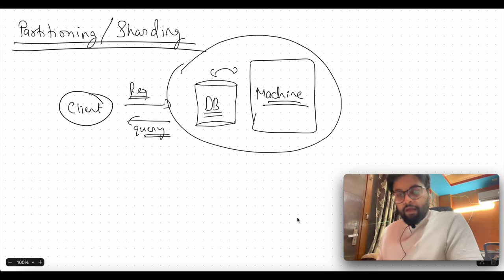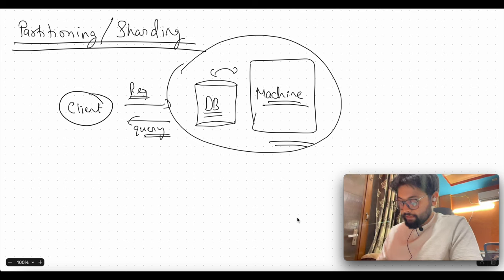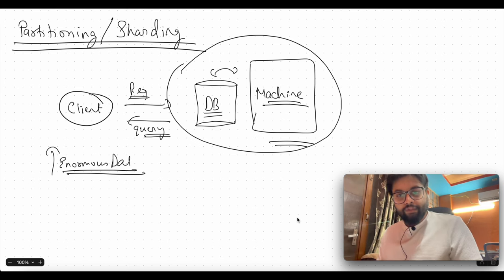But now here the thing changes. This looks good if we have some amount of data, but if the size of the data increases, if there is enormous data, then instead of storing the entire data in a single machine, we can partition the database. We can distribute this into multiple different machines. So that is the concept of partitioning. That is basically called sharding. So in this episode, we're gonna discuss that.